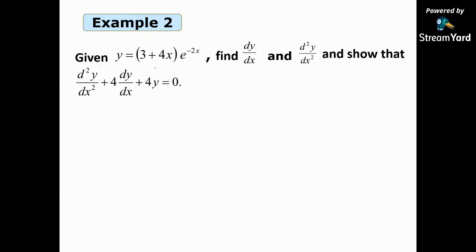Okay, so given that y is equal to 3 plus 4x, multiplied with e to the power of negative 2x, find dy over dx, and d2y over dx squared, and then we need to show that d2y over dx squared plus 4 dy over dx plus 4y is equal to 0. Right, so basically what do you see over here? We have a multiplication between 3 plus 4x and e to the power of negative 2x. Therefore, for this one, we need to use the product rule. So one of them will become the u, another one will become the v, and then we're going to use the product rule uv prime plus vu prime to differentiate them. Okay, so let's go.